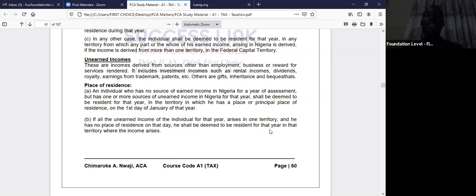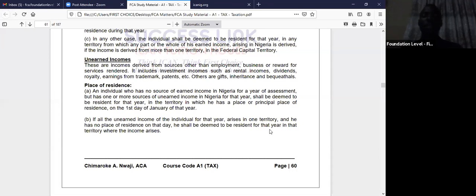But when you get gifts, for example, somebody gives you land or gives you a car, those are tangible gifts. Inheritance is another high level of gifts. These are unearned income. Okay, so wherever you usually reside, where you have your principal place of residence from January 1 of that year becomes your place of residence.